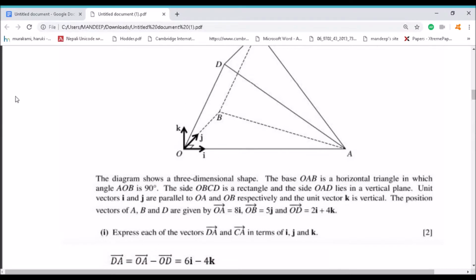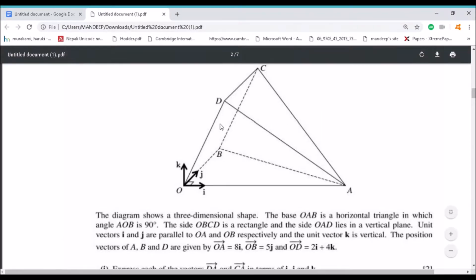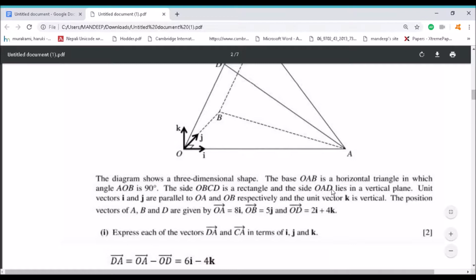OAB is a horizontal triangle, which means it lies in the base, horizontal. So the base OBCD is a rectangle, and the side OAD lies in a vertical plane. Unit vectors i and j are parallel to OA and OB, that's very important. And unit vector k is vertical.